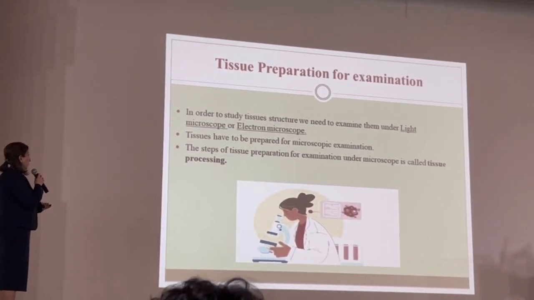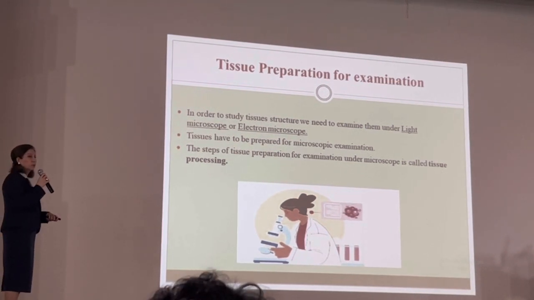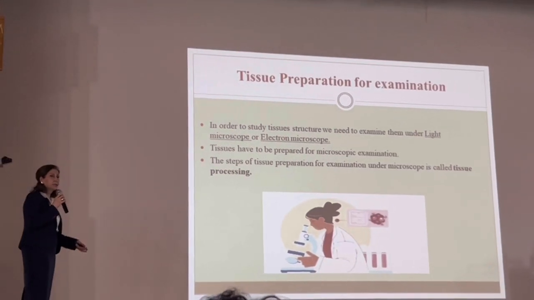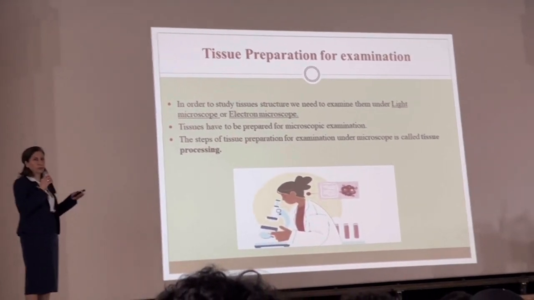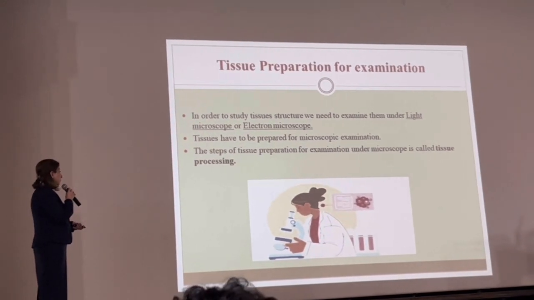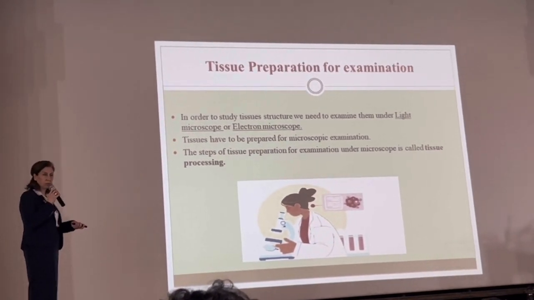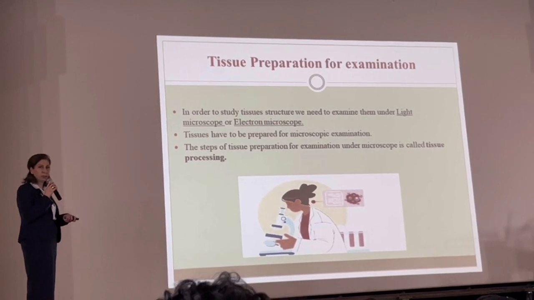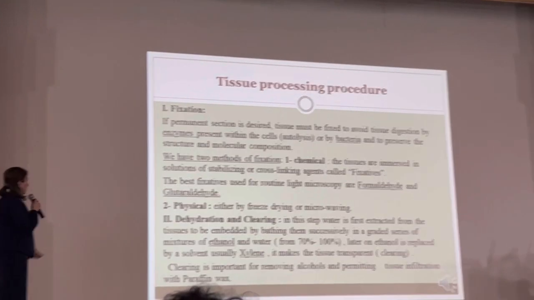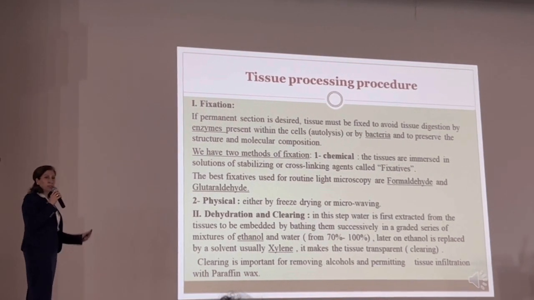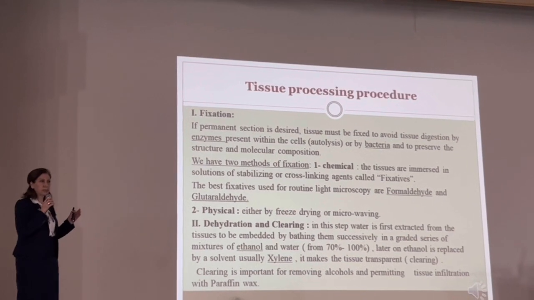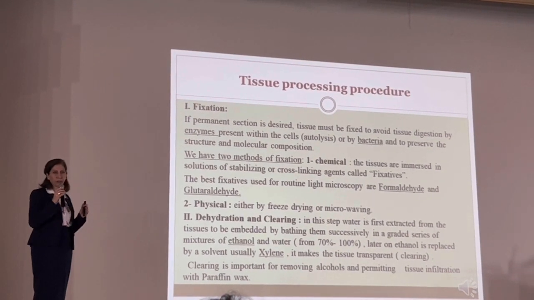Tissues have to be prepared for microscopic examination. So before I examine any type of tissue, whether with a light, electron, or any other type of microscope, I have to prepare the tissues. The steps of tissue preparation are called the tissue preparation procedure, or tissue processing. We will mention the steps in general and the different types of agents used in each step and the importance of each type of these agents.